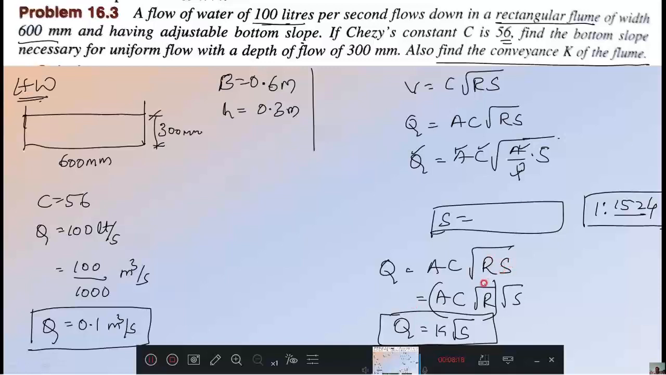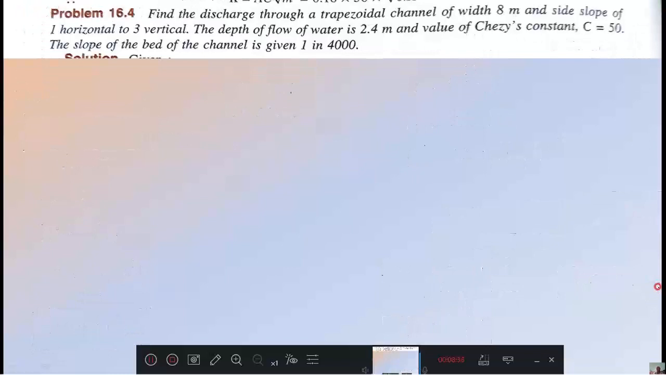Now K is depending on what? Area parameters, cross-sectional parameters. A is there, A by P is there, C is there. Therefore, this K is called conveyance. Now you calculate K is equal to A C root R. Only this much if you calculate, you will get K. Okay, that's what they asked here. Now we'll go to the next problem.